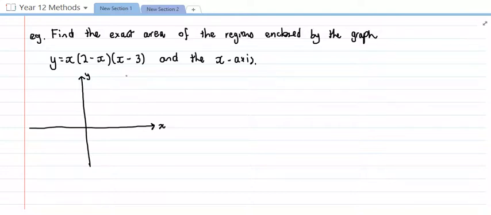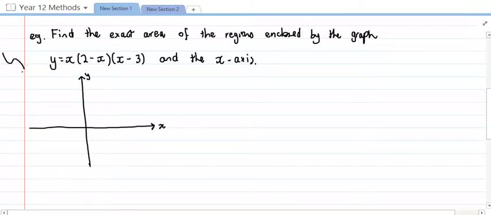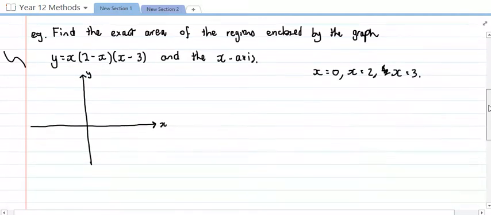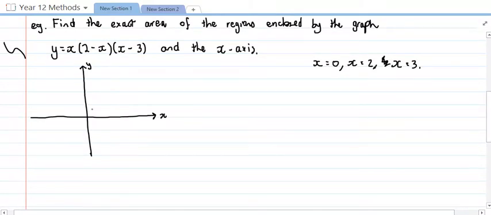I'm looking at this and I'm thinking, well, x times x makes negative x cubed, so the graph is going to have that kind of shape, potentially. We'll assume so. Also, from this I can quite easily calculate the x-intercepts using the null factor law. So x equals 0, x equals 2, and x is also equal to 3. So those are going to be my key points.